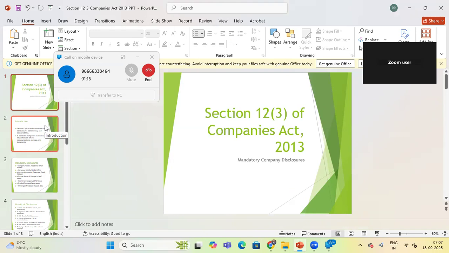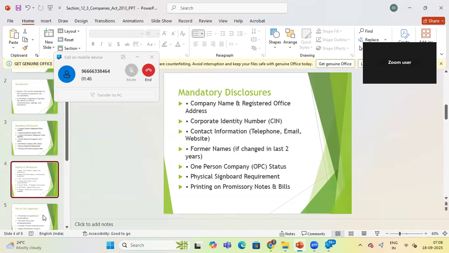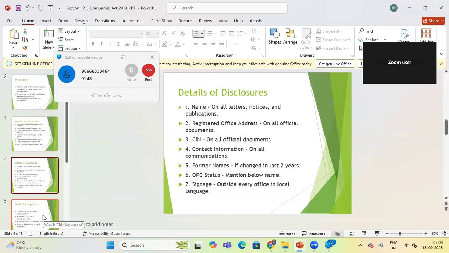So what does Section 12, subsection 3 say? It states that the company must print or affix specific information on all business letterheads, billheads, notices, publications, and even on the outside of every office or place of business. So now, what exactly are these disclosures? I will explain the mandatory disclosures.